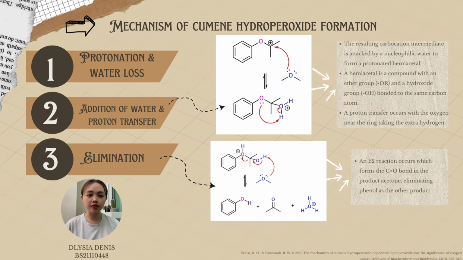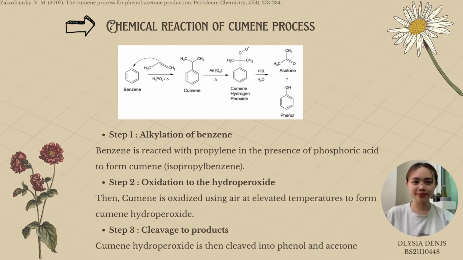The last step, which is the elimination reaction, is where an interaction occurs which forms the C=O in the product acetone, eliminating phenol as the other product.